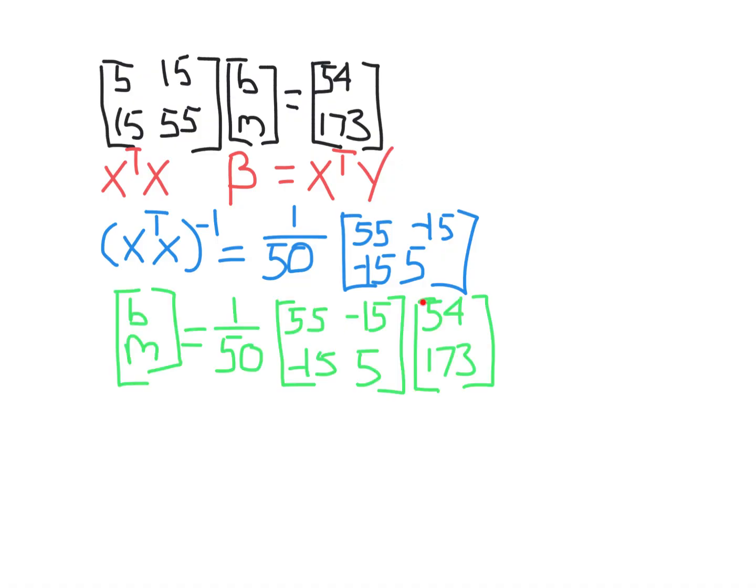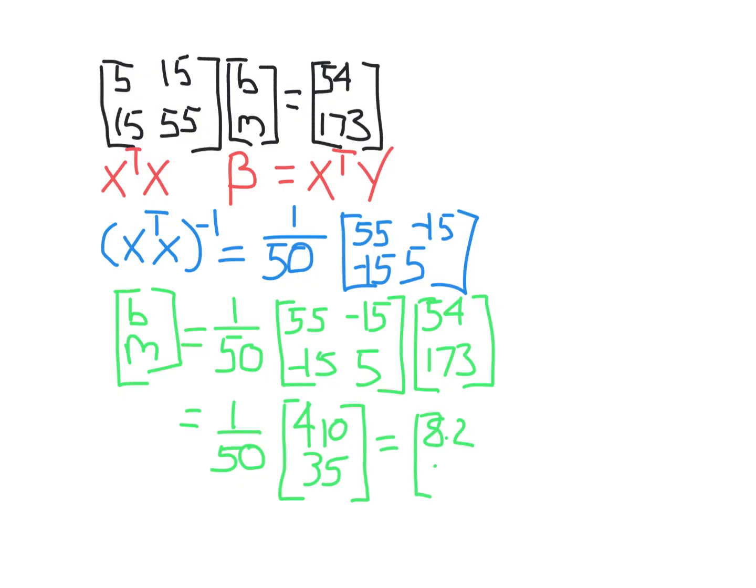Doing this by hand, I think it's easier to multiply the matrices first. We get 410, 35. So that becomes 8.2, 0.7. We wrote it so the top number here was b, the intercept, and the bottom number was the gradient. So our regression equation is y equals 0.7x plus 8.2. That's exactly the same answer we would have received if we used the formula and calculated covariance and everything to find the least squares regression line.